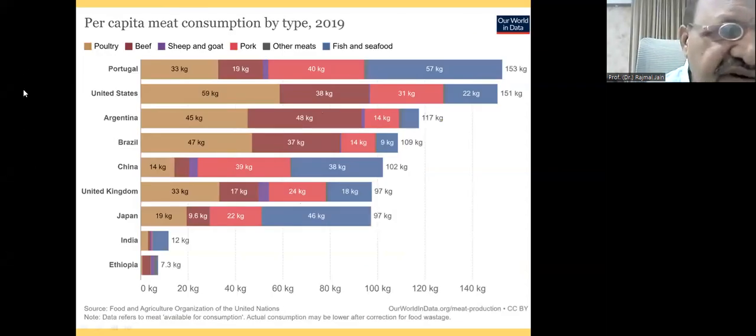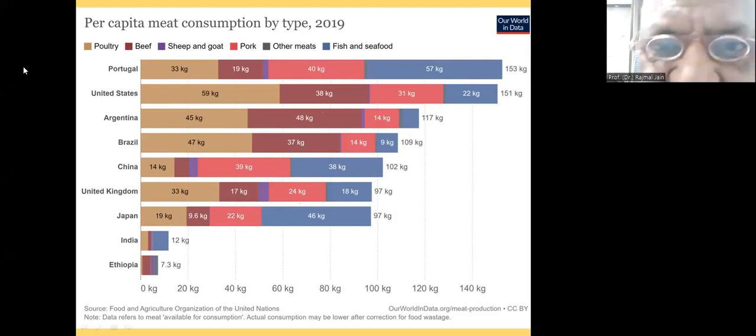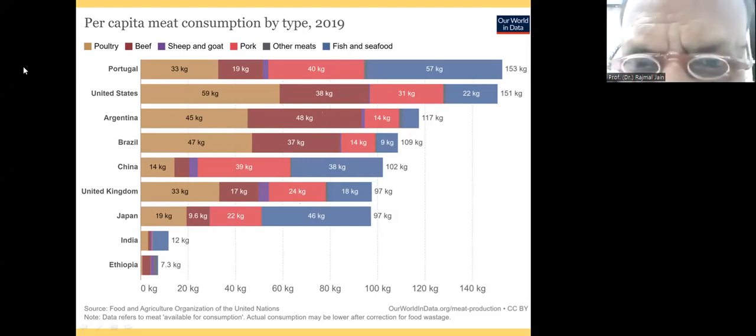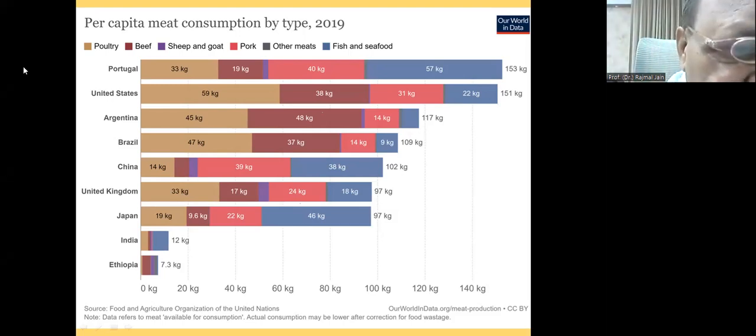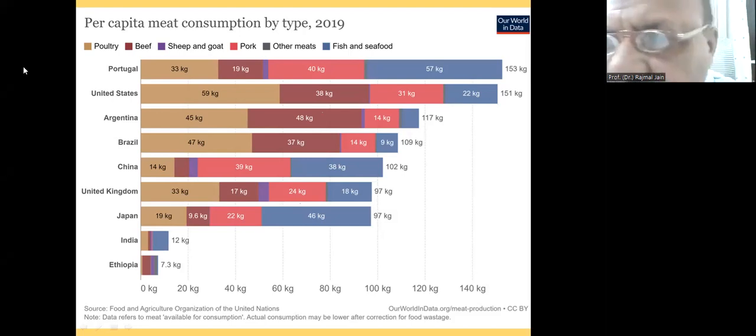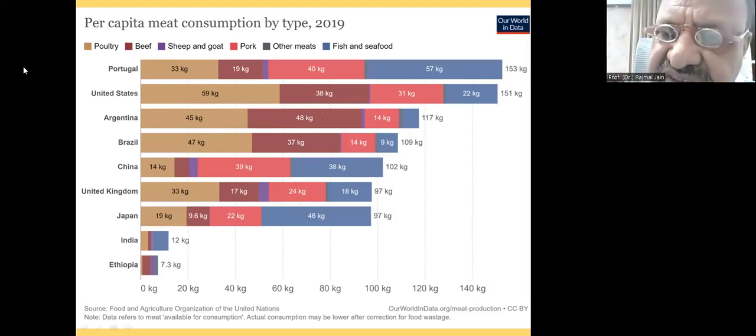Here, dear friends, I have made an effort to show you which countries. On the y-axis, you can see the countries. In the colors, I have shown the different species of lives which are being killed, and their meat consumption. You can see that Portugal and the United States, per capita, that is per person per year, eat more than 100 kg, only non-vegetarian food.